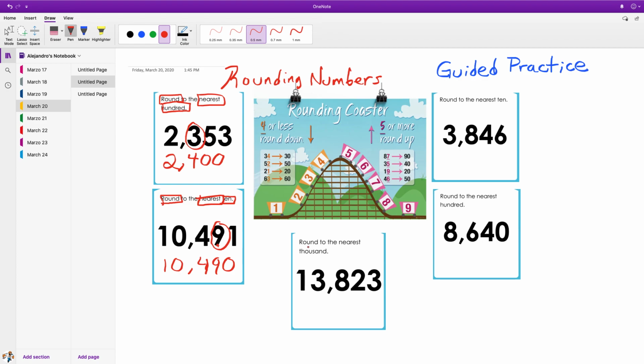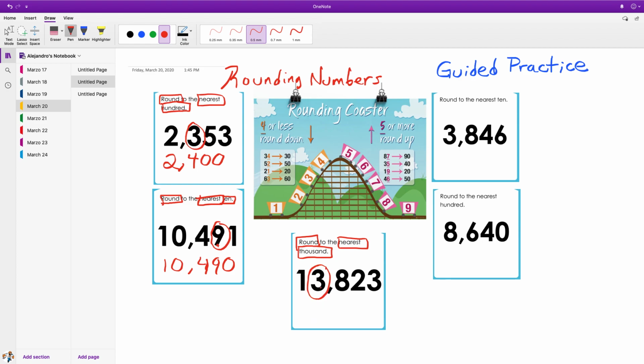The next one says round to the nearest 1,000. So I'm gonna go ahead and look for the keywords round, nearest 1,000. Good. Okay, so the number is 13,823. So the first thing that I want to do is to find the thousands. Okay, so here I have the ones, tens, hundreds, thousands. So I'm going to circle the digit that is on the thousands, right?